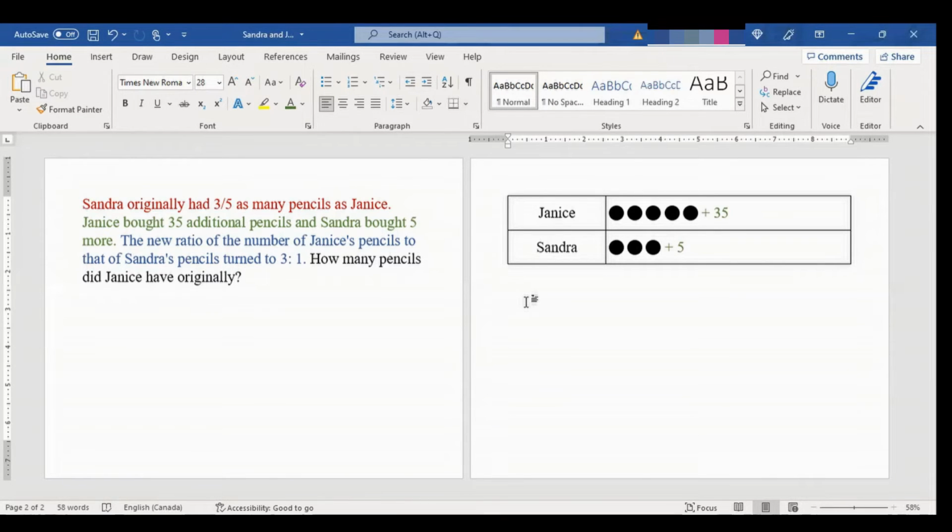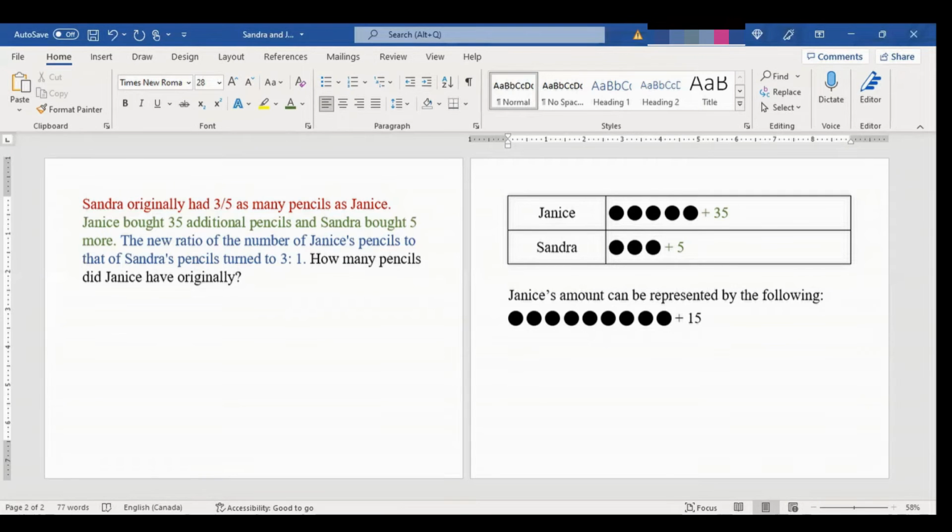So I'll write, Janice's amount can be represented by the following. Now we'll take Sandra's amount, 3 circles, just put 9 circles. And 3 times 5 is 15, plus 15.